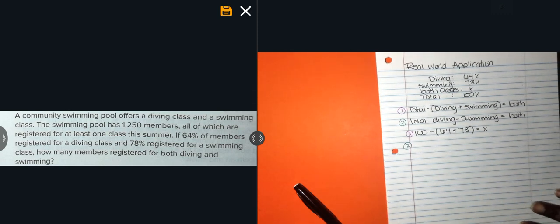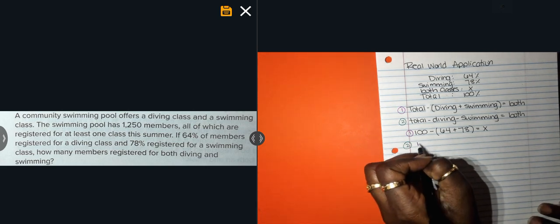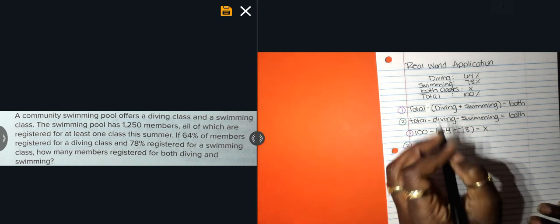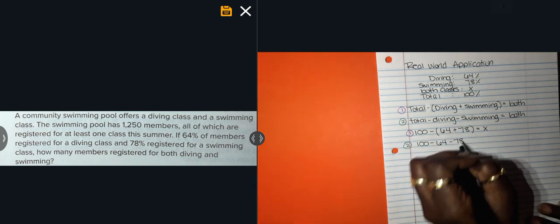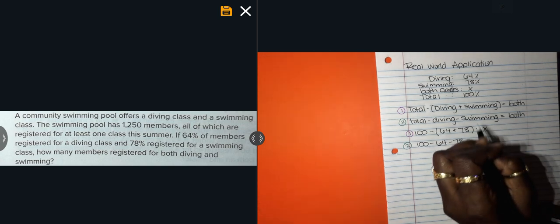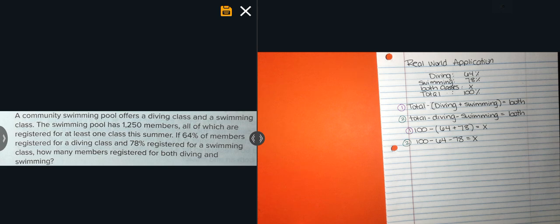If you want to use method 2, you should come out with the same thing as well. So under method 2, you're going to say the total, which is 100. You'll subtract out the students that are signed up for diving and subtract the students that are swimming. And then you should equal both, or X. Okay. And now we're just going to go and do our calculations.